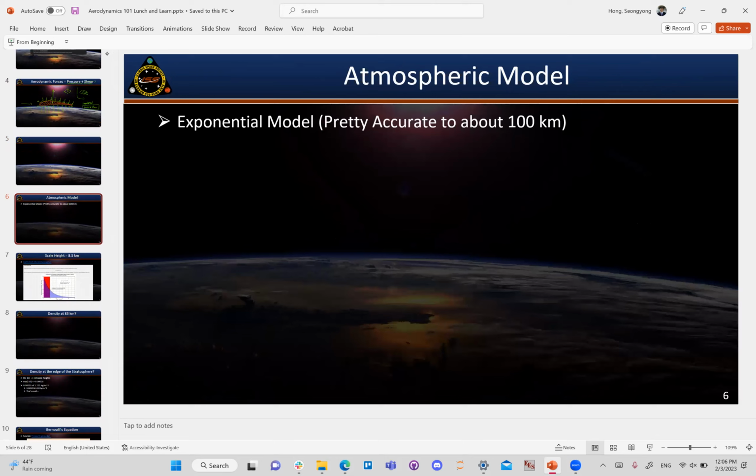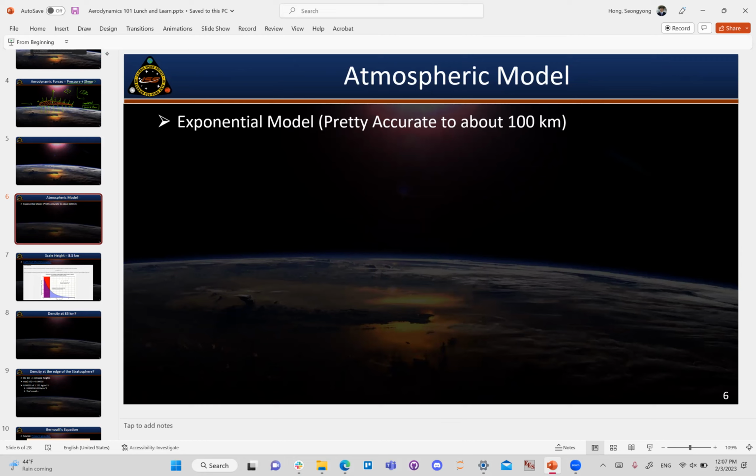So let's talk about pressure. I think you have an intuition that pressure is pretty high close to the ground, and gets lower and lower as you go higher into the atmosphere. You can model that pretty well using an exponential model, and it holds up pretty well up to about 100 kilometers, which is where the boundary of space is considered to be.